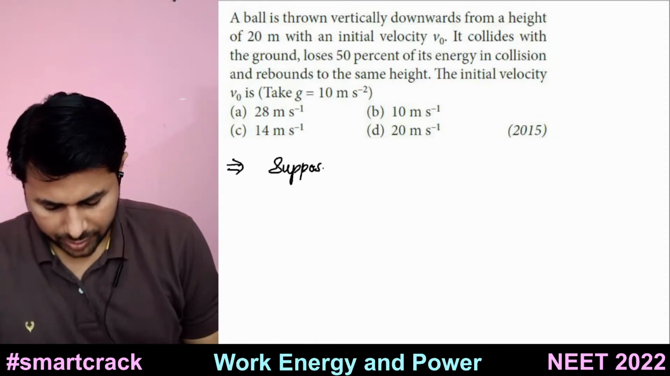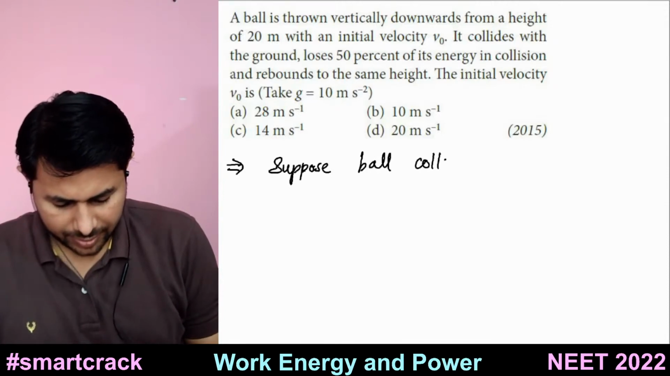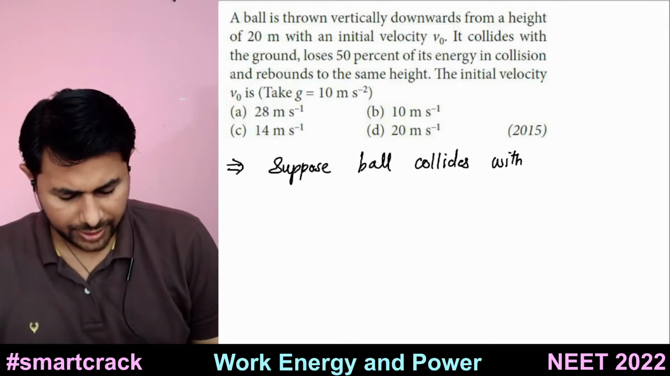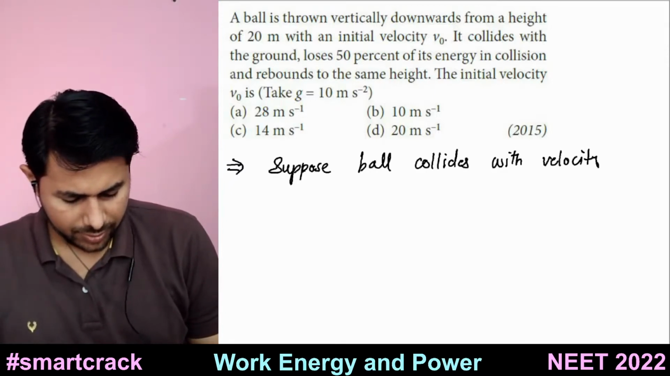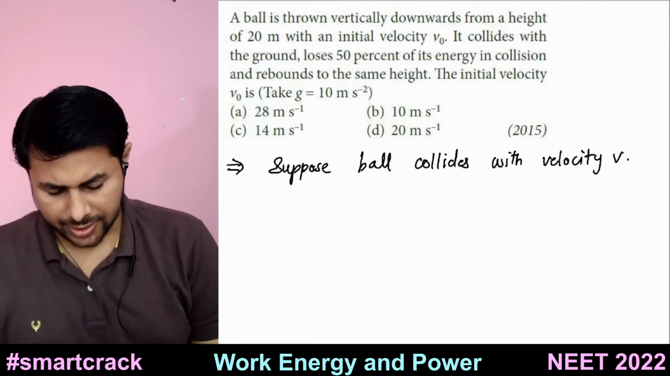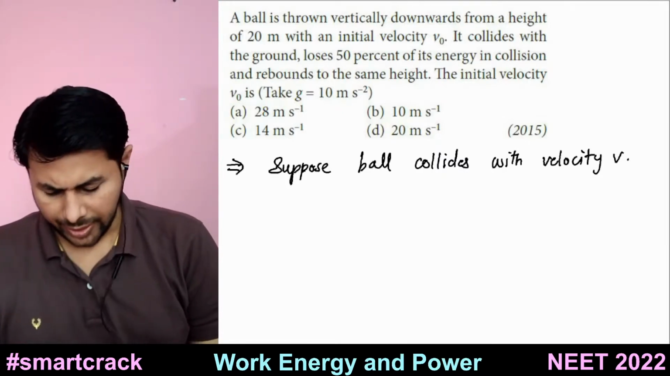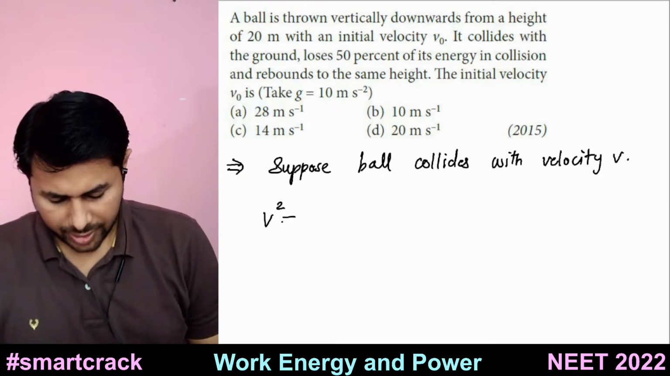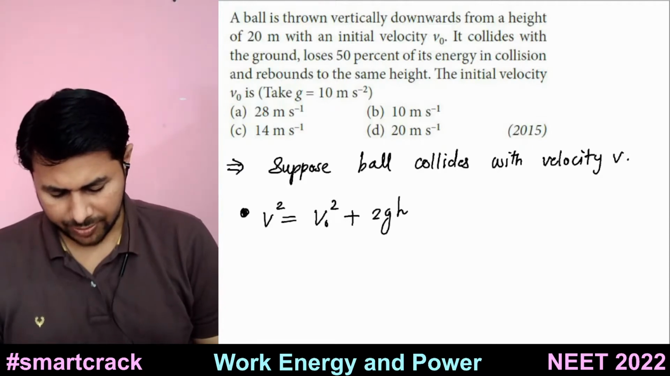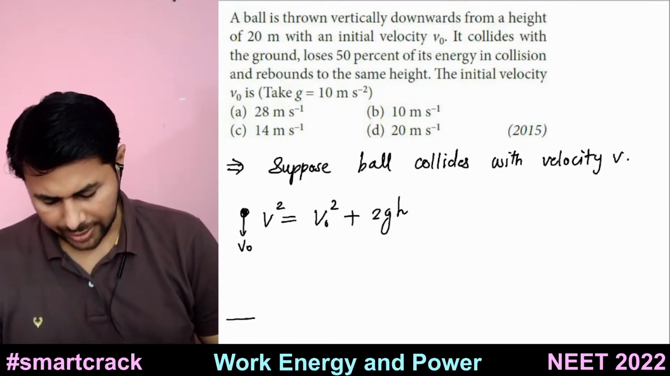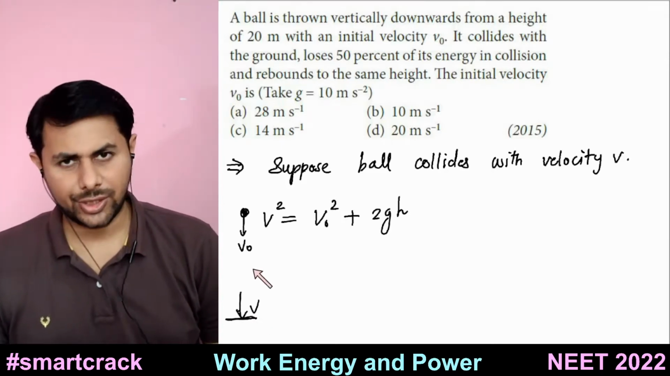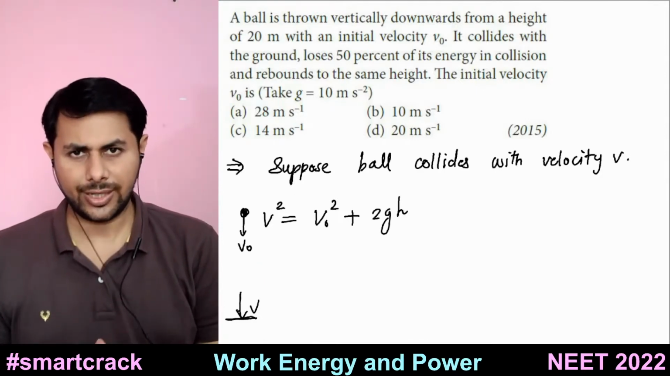Suppose the ball collides with the ground with velocity v. So what we can say, it is released with initial velocity v0. Can we say v square equals v0 square plus 2gh. So the ball is released from the top with velocity v0. It collides with the ground with some velocity v. So final velocity square equals initial velocity square plus 2 times g into h, right?